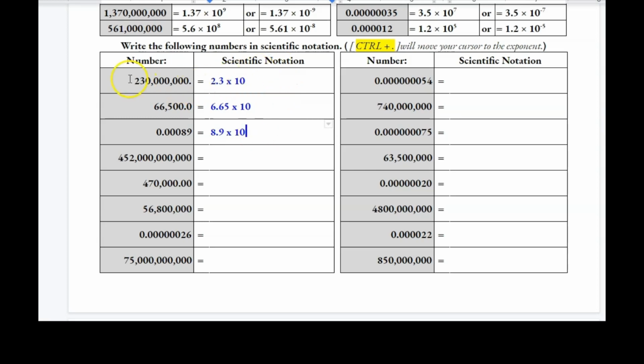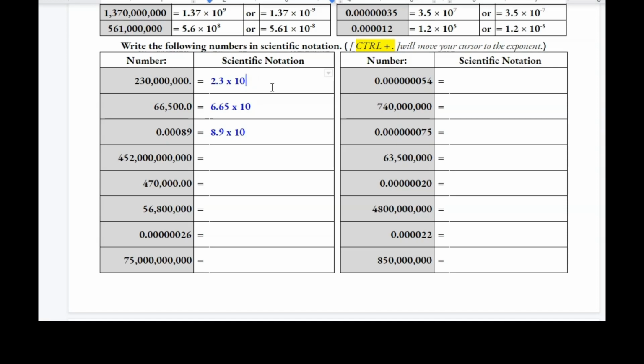And let's take a look. How many times does this invisible decimal point have to move to the left until it gets to this spot between the 2 and the 3? So let's count. It has to go 1, 2, 3, 4, 5, 6, 7, 8. So that means it's times 10 to the 8th. Now you could write it with the caret symbol, which is on the number 6, and then say 8. Or, since you're on a computer, you might as well use superscript, which is what it's called when it's nice and small in the top.